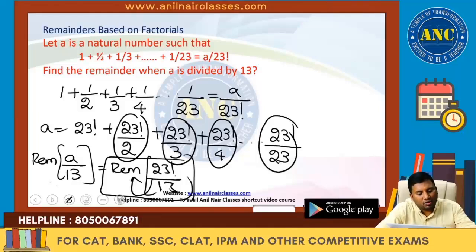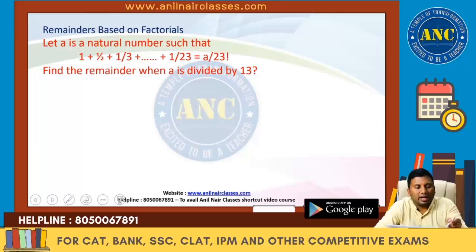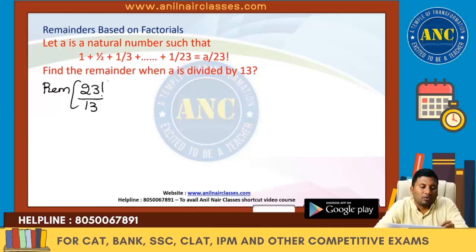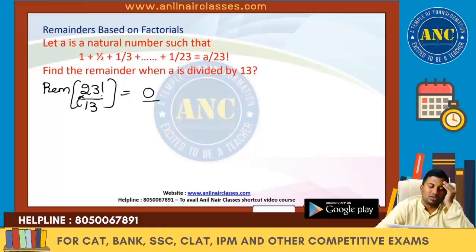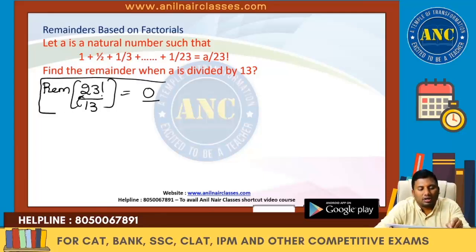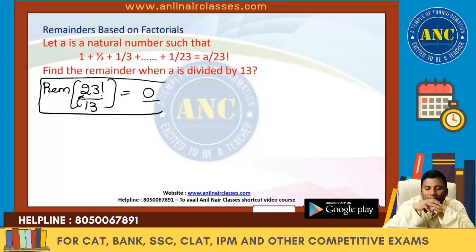This entire question is translated into 23 factorial divided by 13. Now we will solve it. Is 13 a factor of 23 factorial? Yes. So 13 is a factor of 23 factorial, so the remainder is 0. I hope it is clear, right?